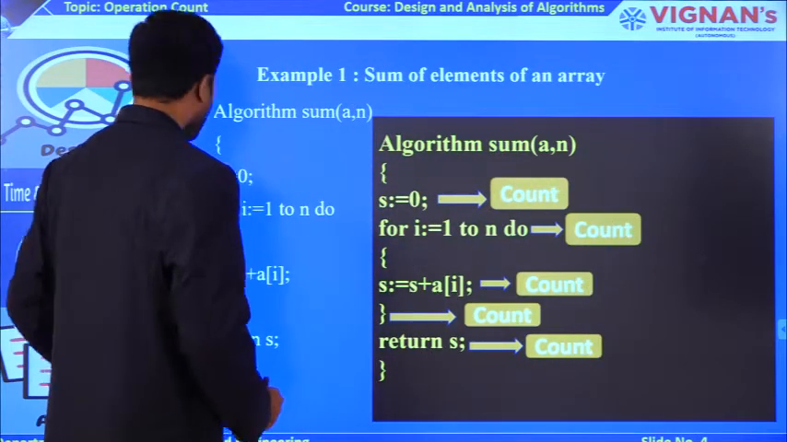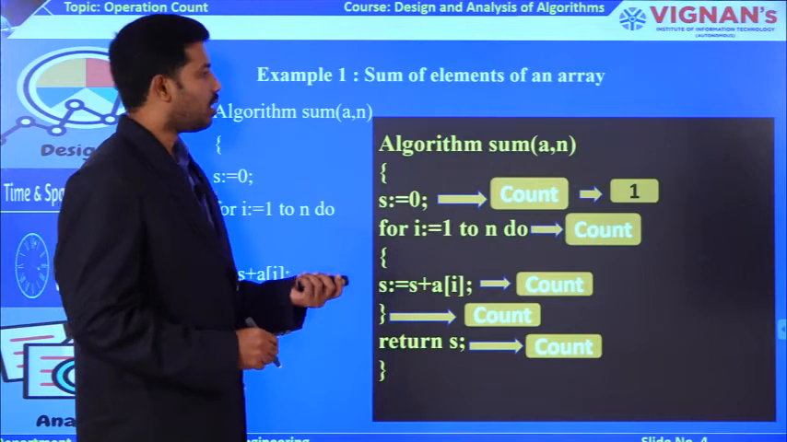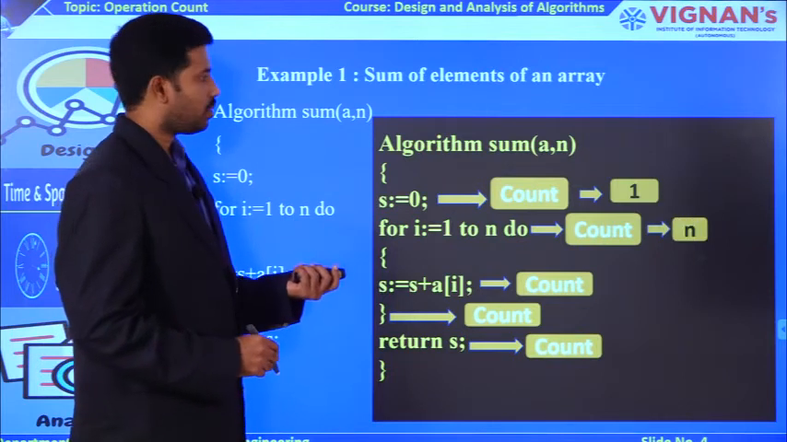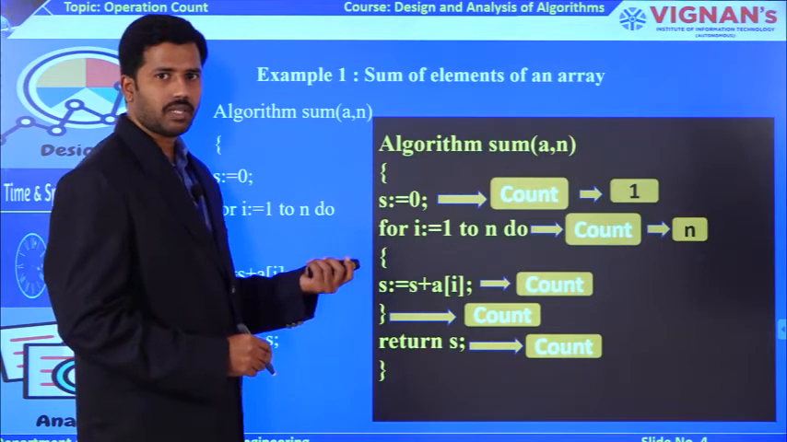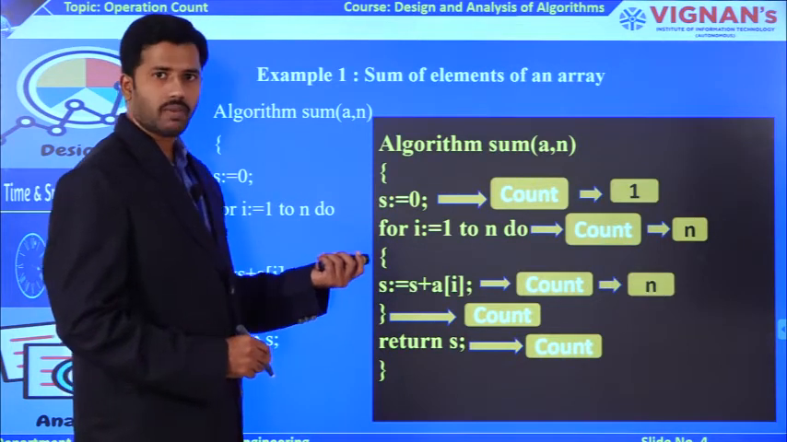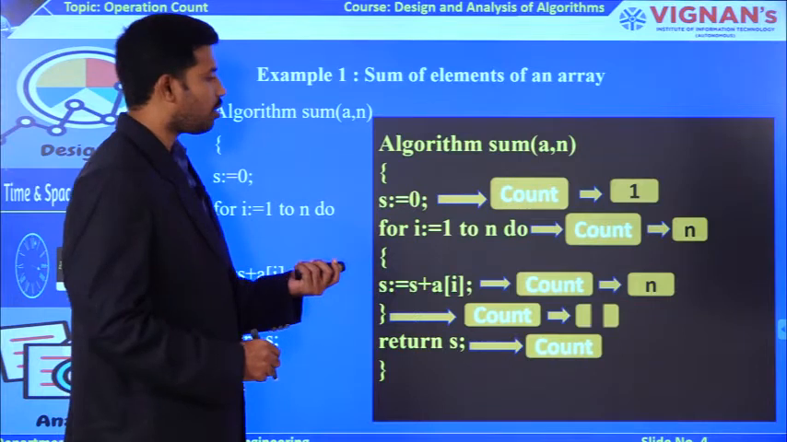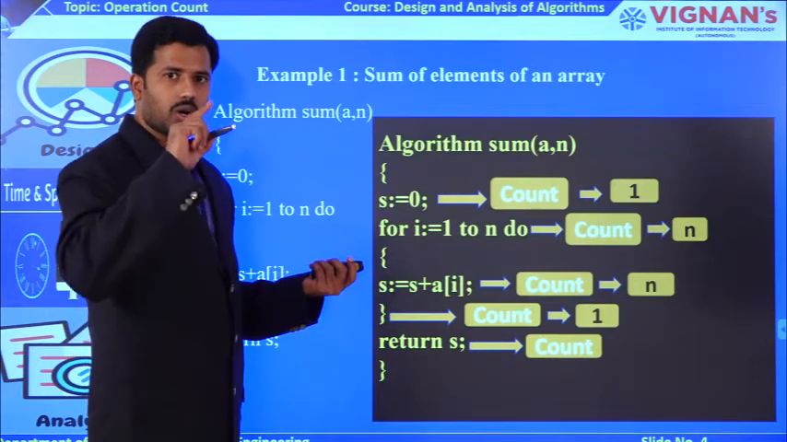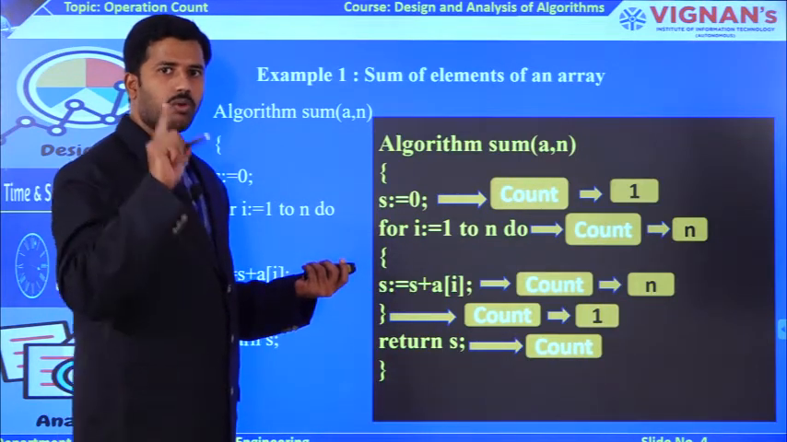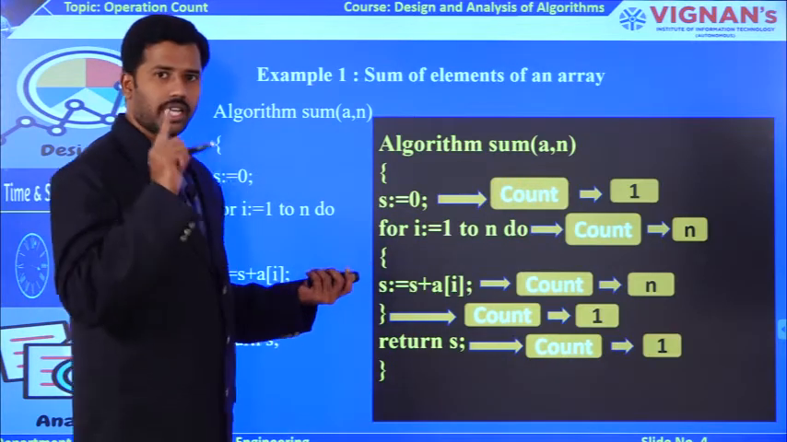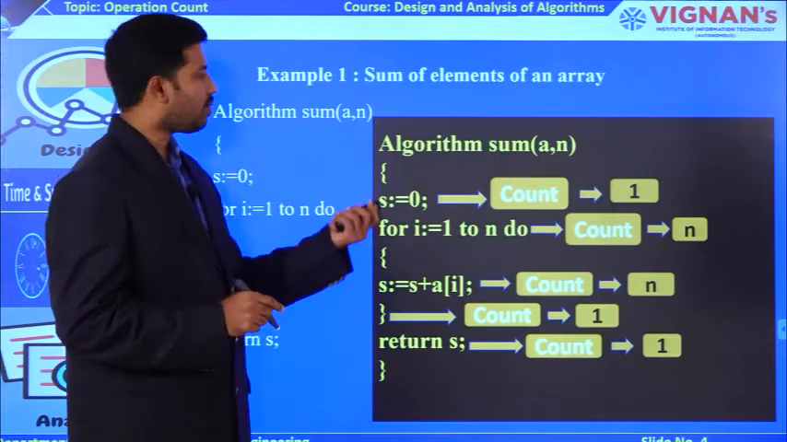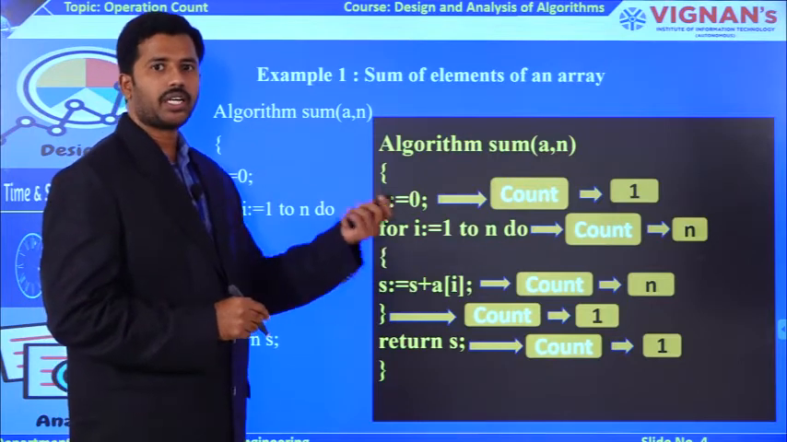Okay. So likewise, you are going to update the count variables like this. For the first count variable, the value is 1. For the second count variable, the value is n. For the third count variable also, the value is n. And for the fourth count variable, the value is 1. Why? Because the control is coming out of the for loop only one time, right? And the fifth count variable is also only 1. You are returning the result only one time. So likewise, you have the updated count variables.